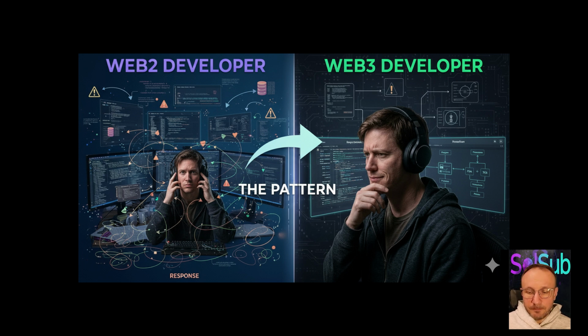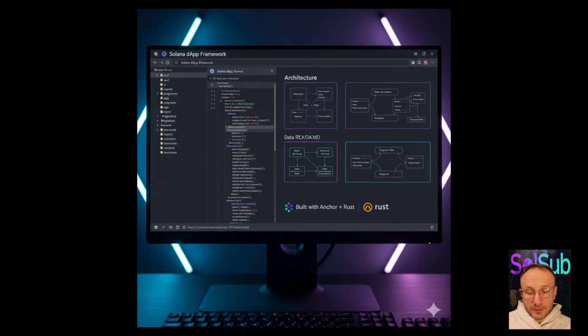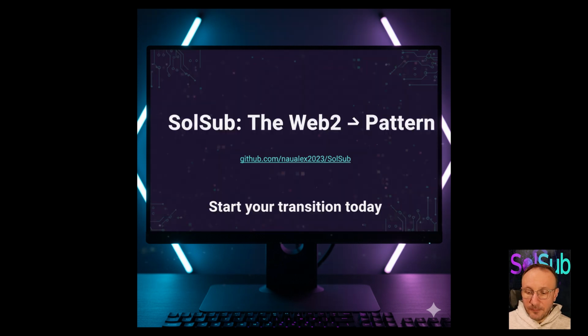SolSub is your map. The code is open source, the architecture is documented, the trade-offs are explained. This isn't a black box, it's a blueprint. If you're a Web2 developer wondering where to start with Web3, start here. Study the pattern, build the future.